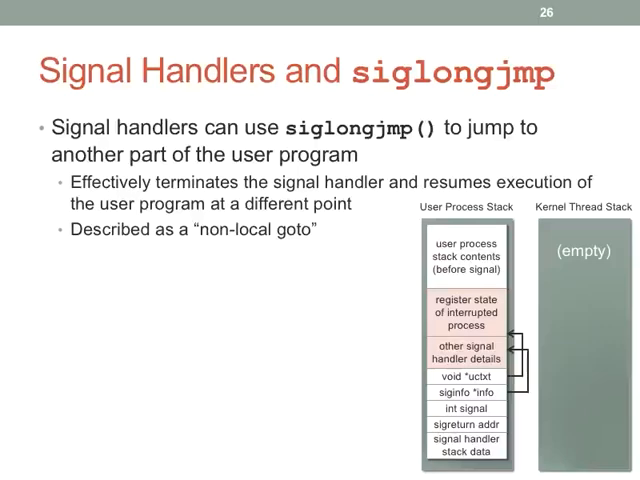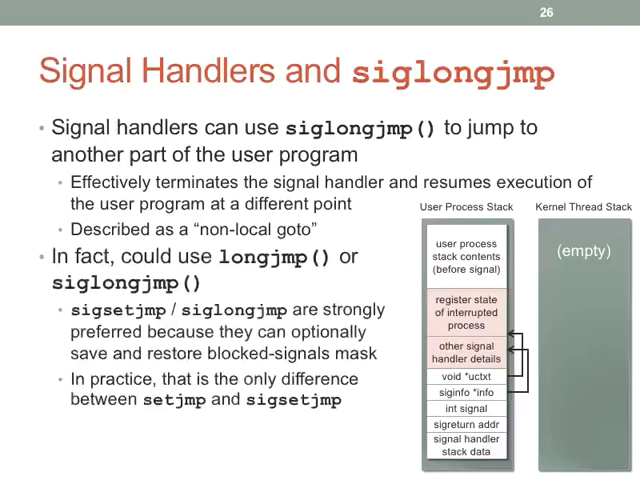Last detail. Signal handlers can use siglongjmp. Basically what we're saying is, okay, the signal occurred, I want to terminate the signal handler, I want to jump back to some other part of my user program. We describe longjmp and siglongjmp as non-local gotos. That is an accurate description. This is the state of the stacks inside the signal handler. That's why we have signal handler stack data, because that's whatever the frame is for the signal handler. And so we basically remember setjmp and longjmp.